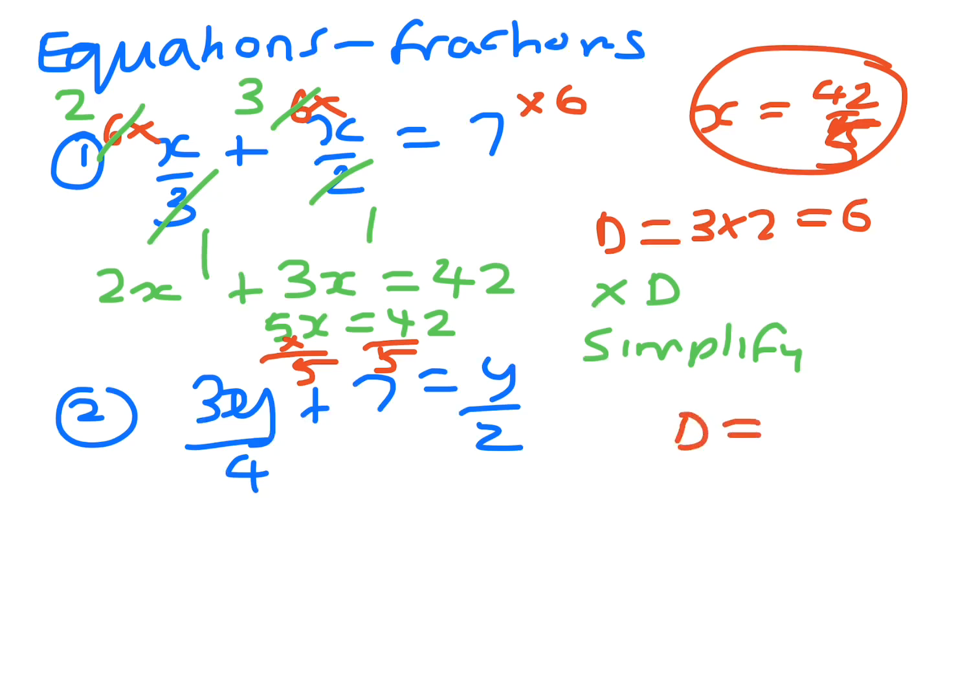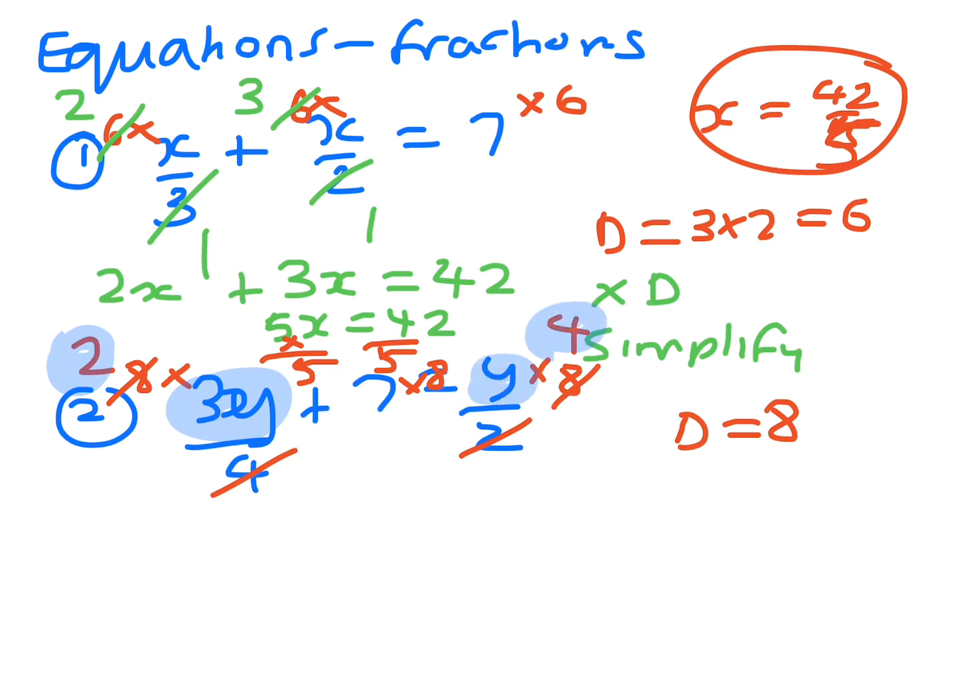Okay, the next one, common denominator is 8. So go times 8, times 8, times 8. 4 goes into 8 twice. 2 goes into 8 4. So now we're left with 2 times 3y and 8 times y times 4, and this one is 8 times 7. So let's just write that out. 2 times 3 is 6. So that's 6y plus 7 times 8, 7 8s are 56, and 8 times y is just 8y.